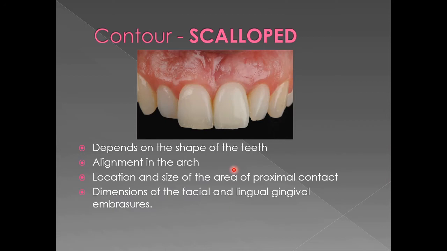So next being the contour of the gingiva. The normal contour of the gingiva is called as the scalloping. So the gingival margin is scalloped. Now this depends upon the shape of the teeth and the alignment of the teeth in the arch and the location and size of the area of the proximal contact and the dimensions of the facial and the lingual gingival embrasures.